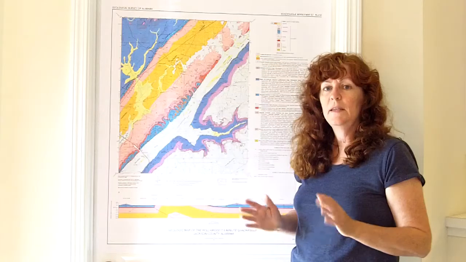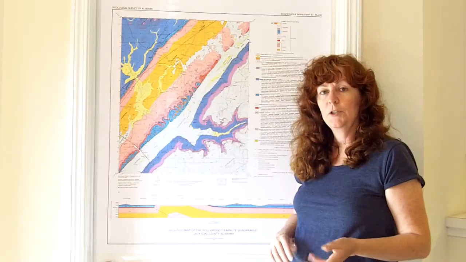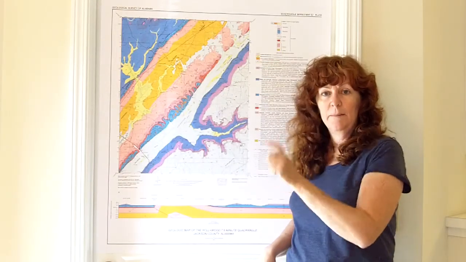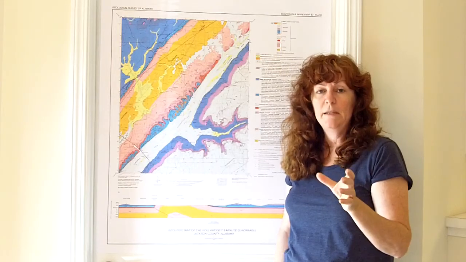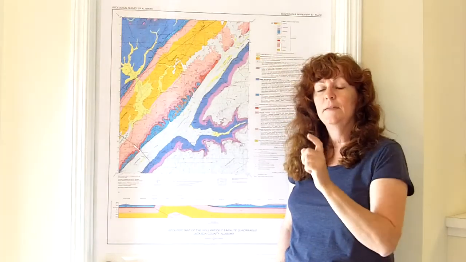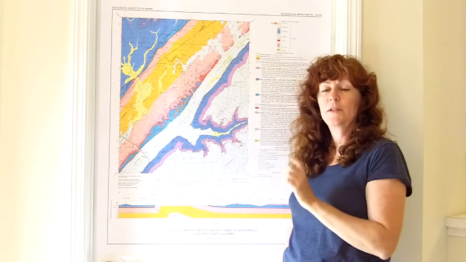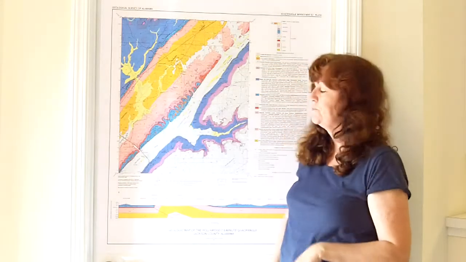So when you see the numbers for latitude and longitude, you often will see three numbers. The first number is the number of degrees. The second number is the number of minutes. And the third number is the number of seconds.